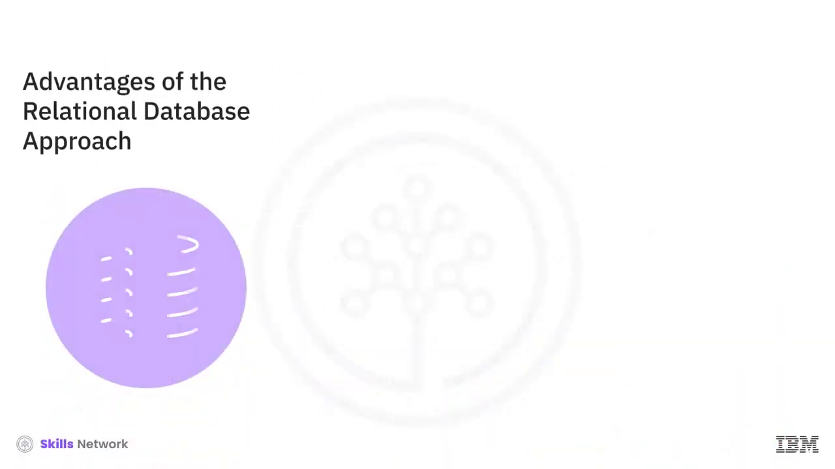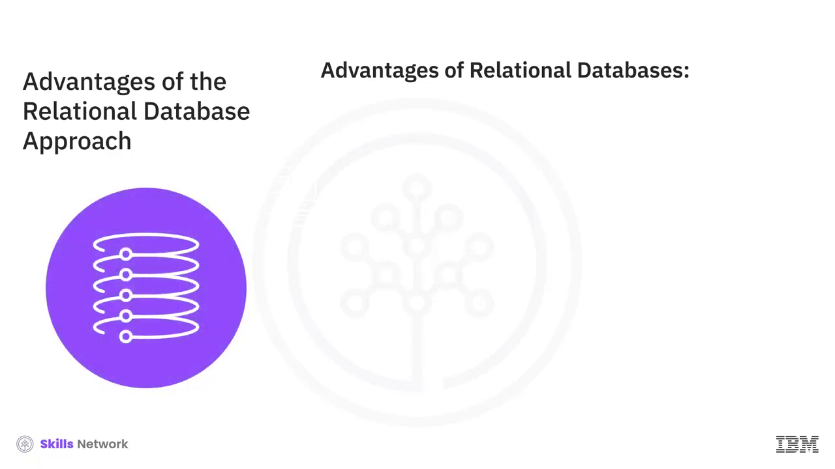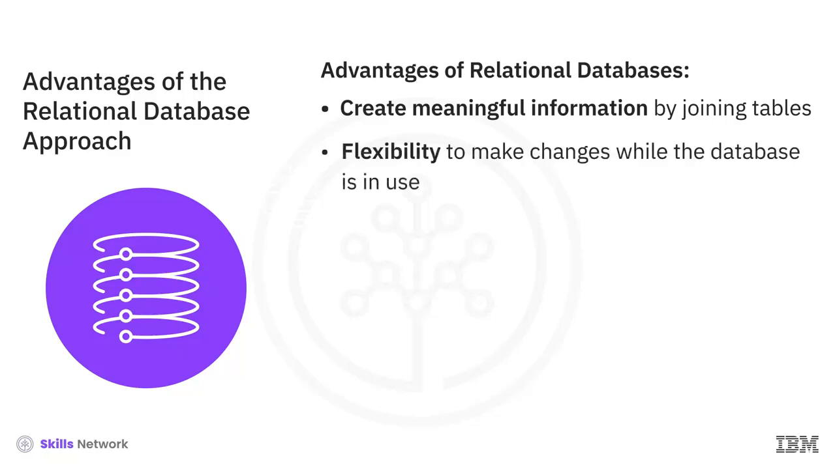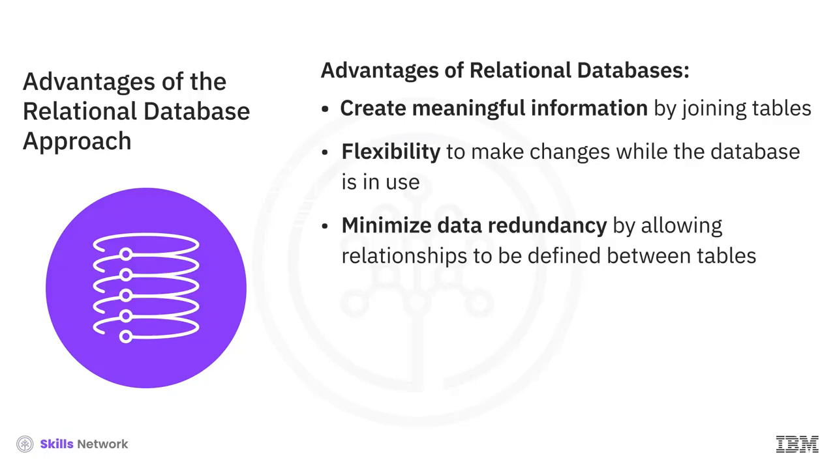One of the most significant advantages of the relational database approach is its ability to create meaningful information by joining tables. Some of its other advantages include flexibility. Using SQL, you can add new columns, add new tables, rename relations, and make other changes while the database is running and queries are happening. Reduced redundancy. Relational databases minimize data redundancy. For example, the information of a customer appears in a single entry in the customer table, and the transaction table pertaining to the customer stores a link to the customer table.